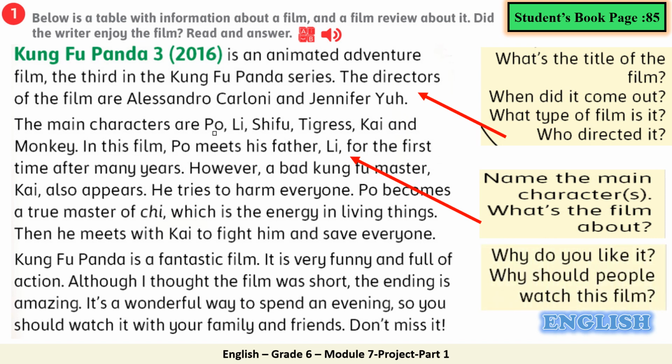The last paragraph: why do you like it? Why should people watch this film? So this is what? Opinion. Excellent. So this is your opinion. So the last paragraph discusses your opinion about this movie. Kung Fu Panda is a fantastic film. So it's fantastic, it's great, it's amazing, it's very funny and full of action. And then you give a recommendation, for example, you would watch it with your family and friends. Okay? So these are the steps of writing a film review. Okay, dear students, you can pause the video and have a look again.